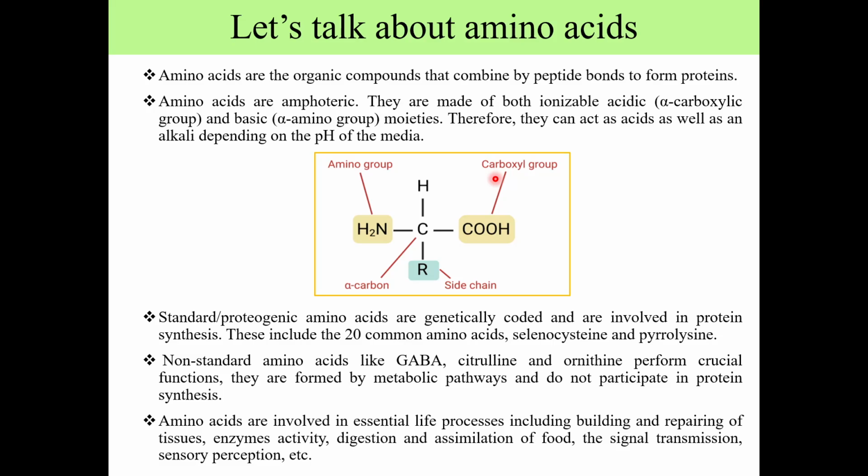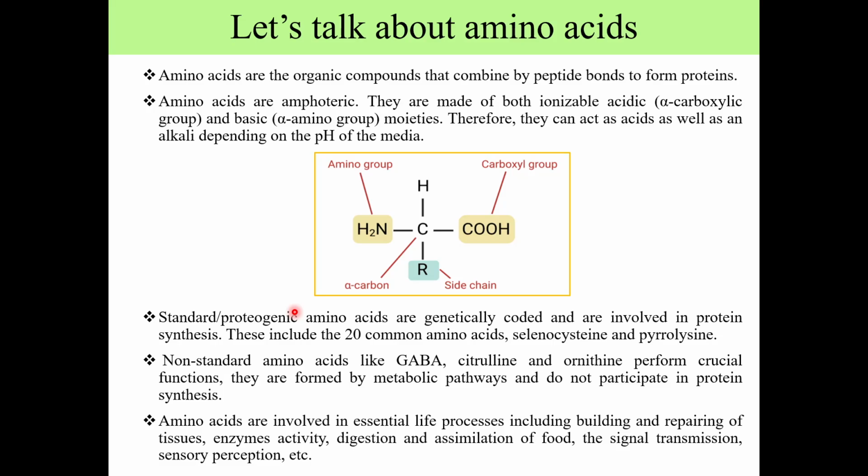Now, amino acids can be standard amino acids or proteogenic amino acids, and they can also be non-standard amino acids. Now, what are the standard amino acids? Standard amino acids are basically coded by genes. So from DNA, RNA is formed, and from RNA we get proteins. Based on the codon, your tRNA comes and translation happens, and this is how proteogenic amino acids, standard amino acids, are made, and these amino acids result in the formation of proteins.